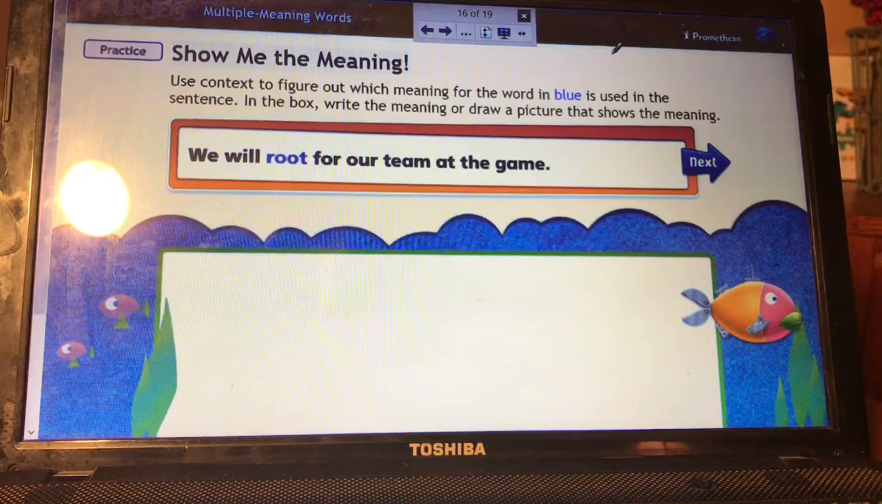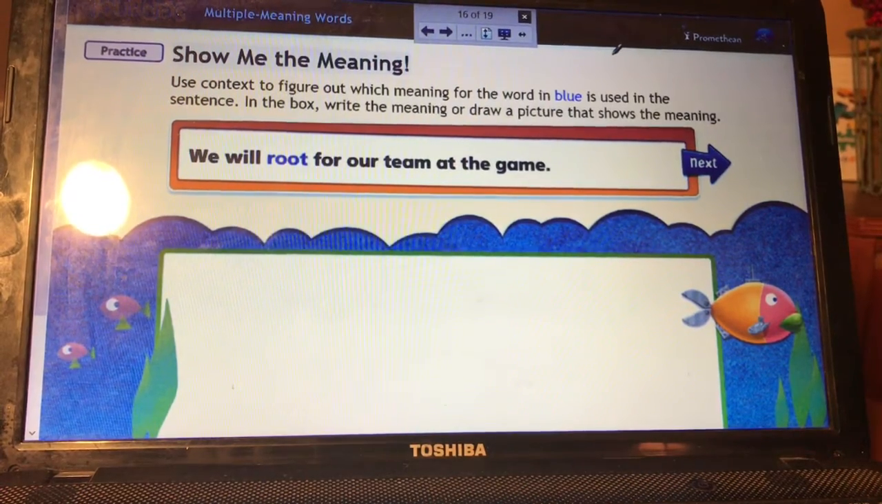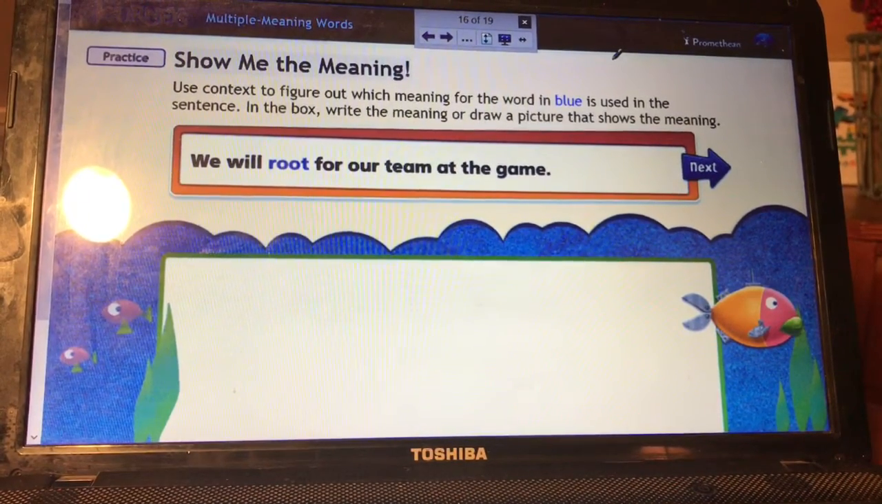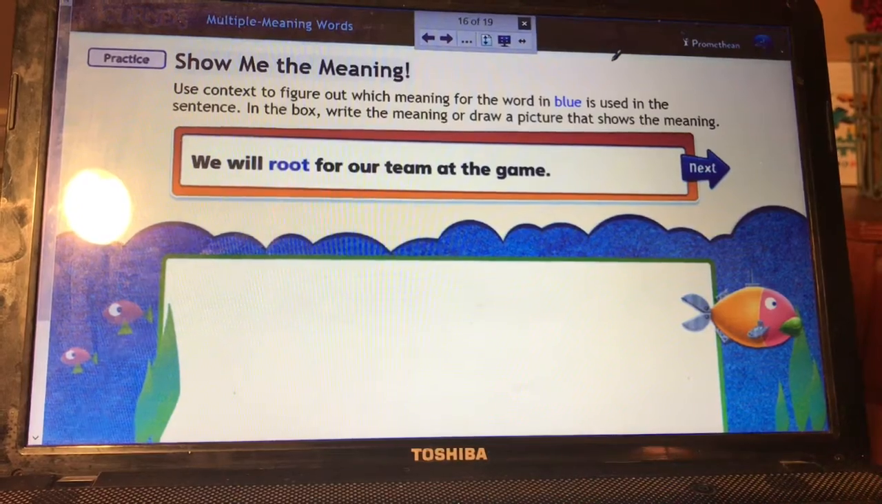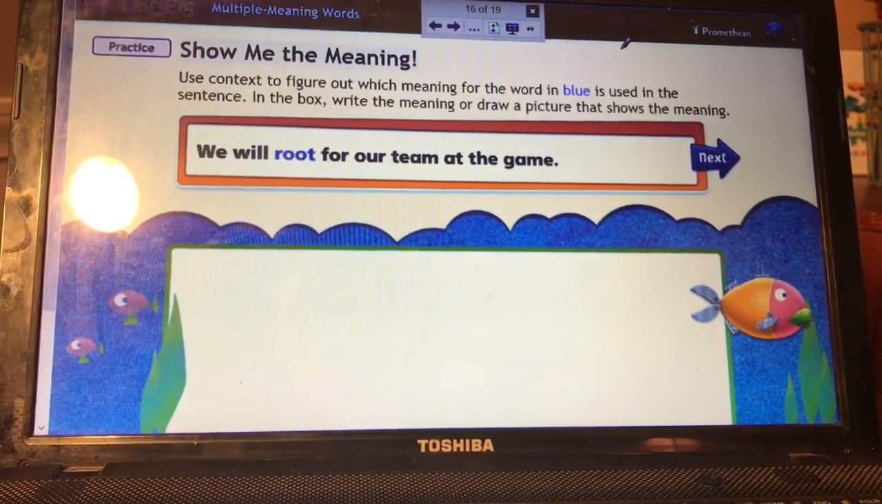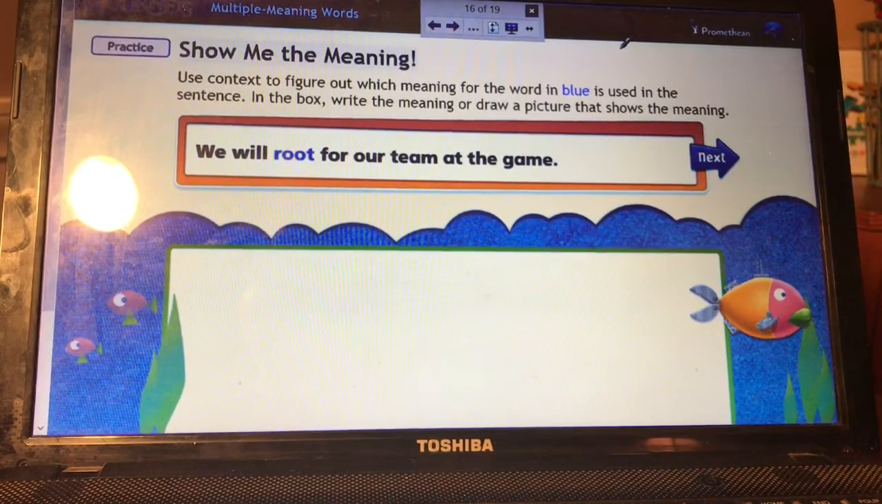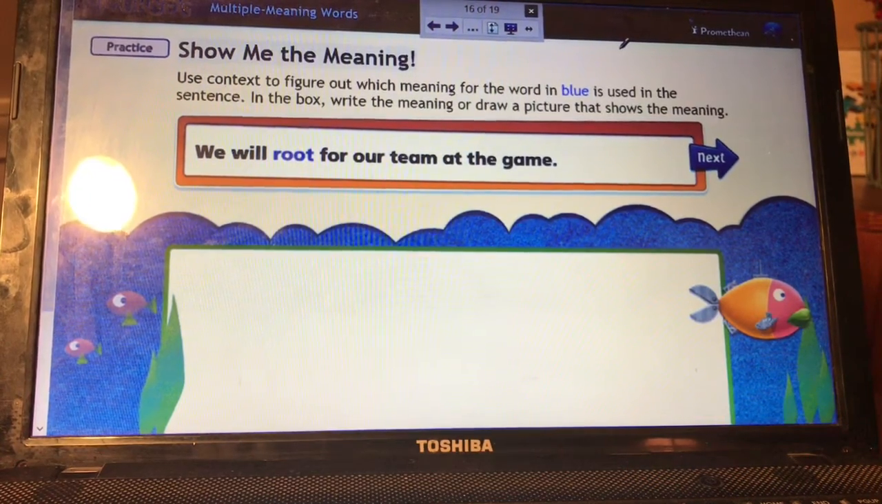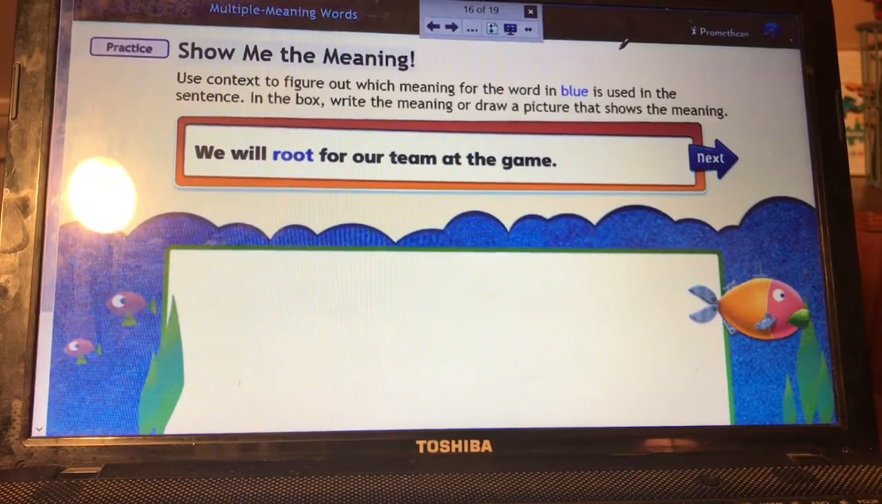Sometimes root means cheer for a team. Sometimes it means something else. Think about our story we read this week, A Tree is a Plant. How can you use the word root in a sentence? You could say the tree had a big root, or the root holds the tree into the ground.